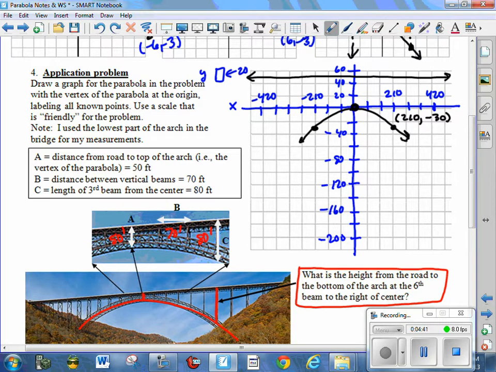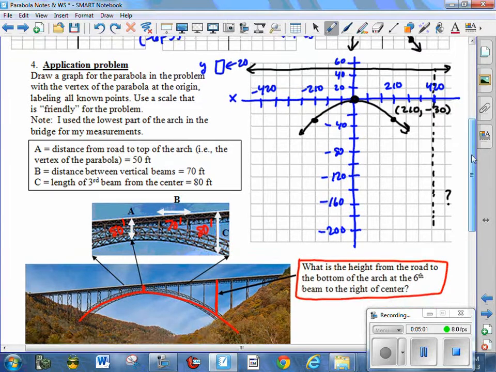Now what I want to find out is when we have a beam here at the sixth beam out, how long is that going to be? In other words, where is the parabola going to intersect that line, and how long is that beam going to be? So the first thing we need to do is write an equation for our parabola.